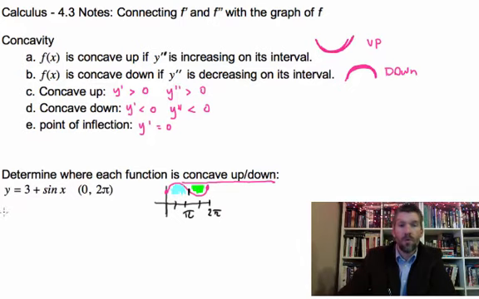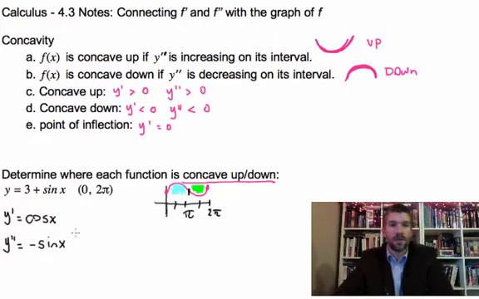So what do we do? We find the derivative. The derivative of 3 is 0. The derivative of sine x is cosine x. The second derivative, the derivative of cosine, is negative sine x. So what we want to do is find where these are equal to 0. Where is the sine of x equal to 0?